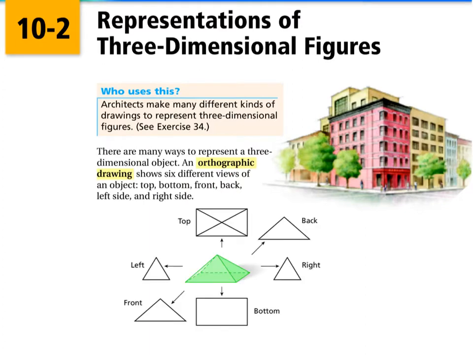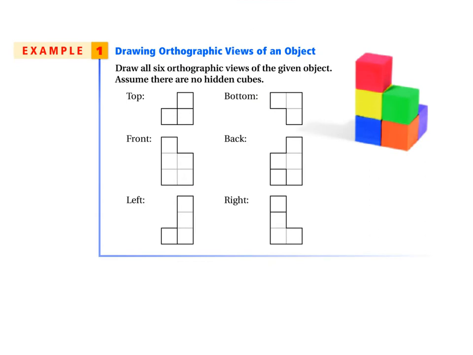This is an orthographic drawing. We take one solid and we represent it by a top, back, right, bottom, front, and left view. So here's our first example. Example 1. Draw all 6 orthographic views of the given object. Assume there are no hidden cubes.